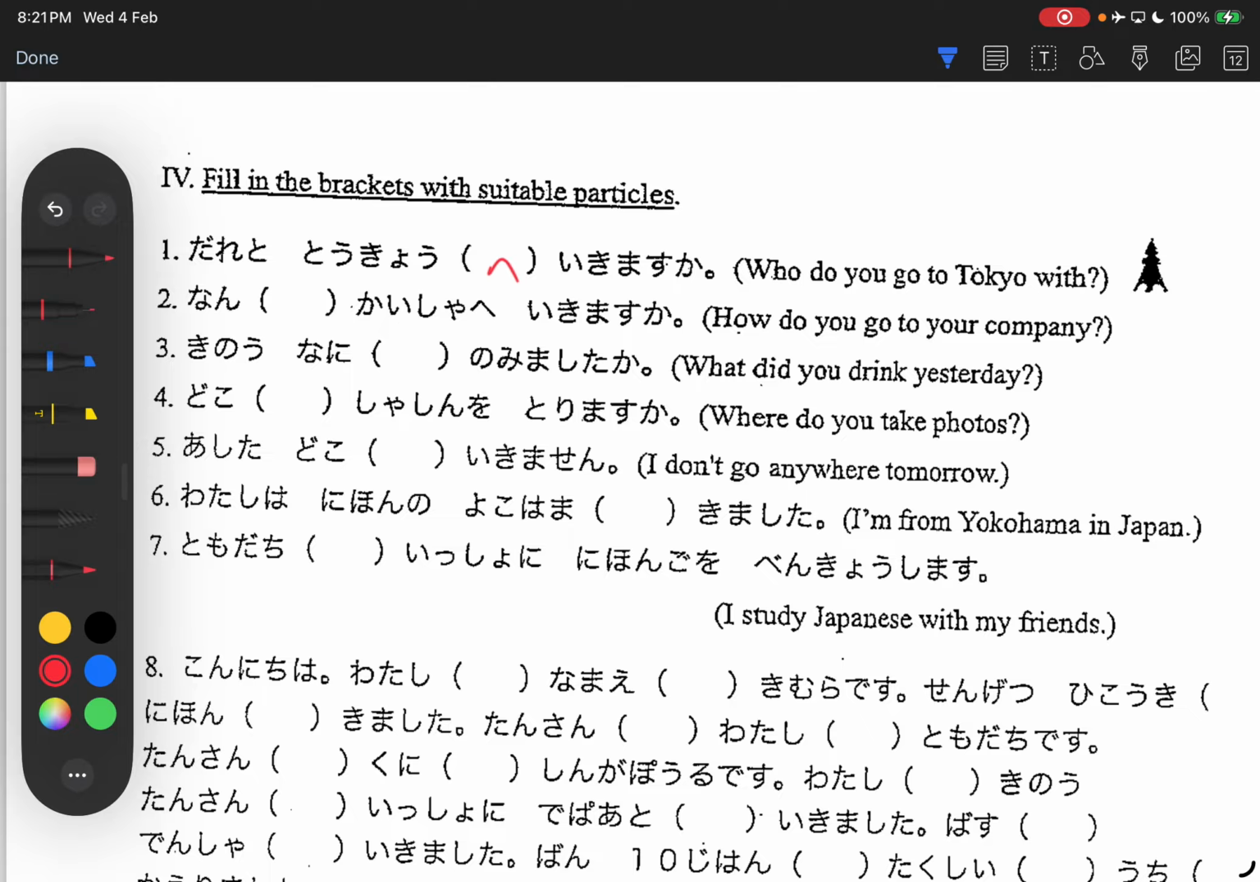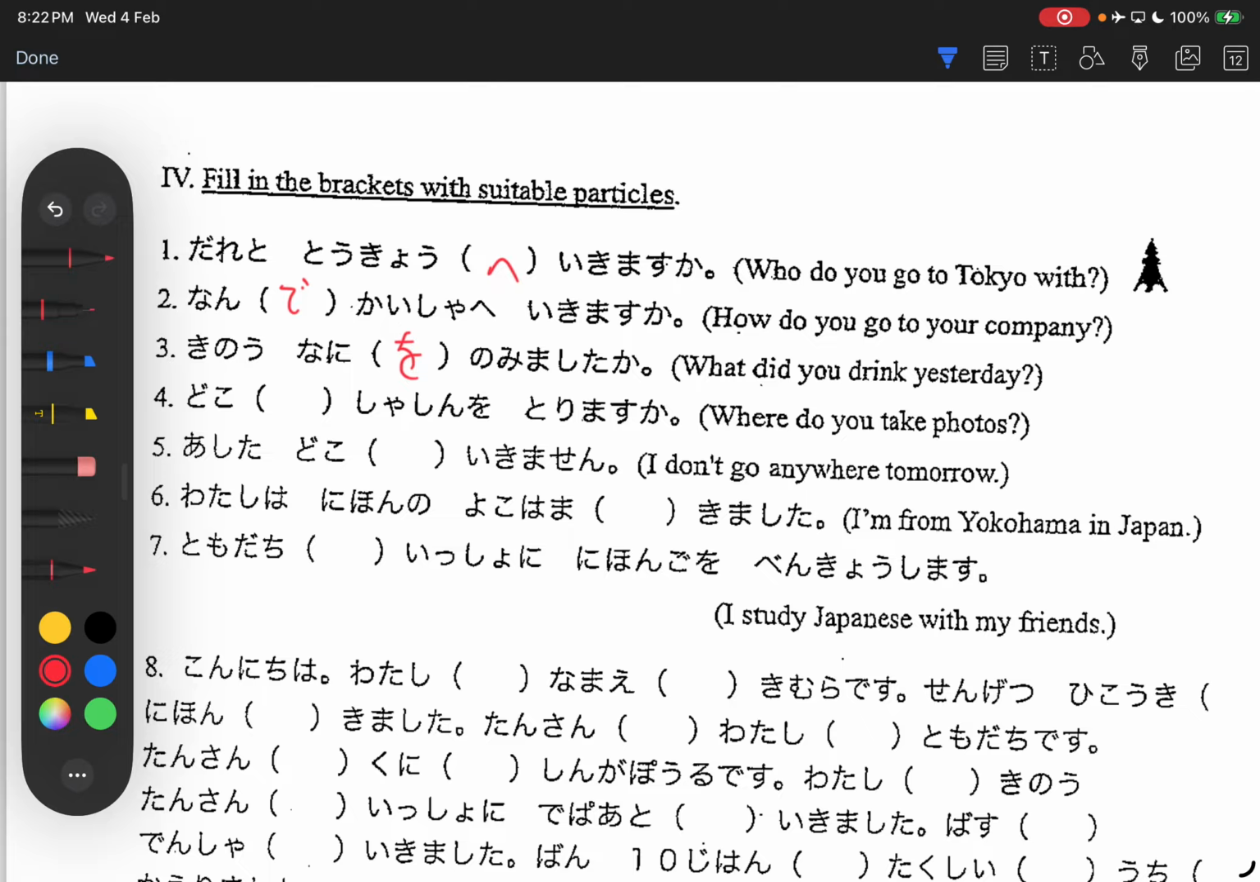Okay, number 2. Nande, right? Because it's how, right? To go to company. Number 3. Kino nani. Right? Because it's a verb at the end, nomimashita ka, so it has to be the direct object particle o.